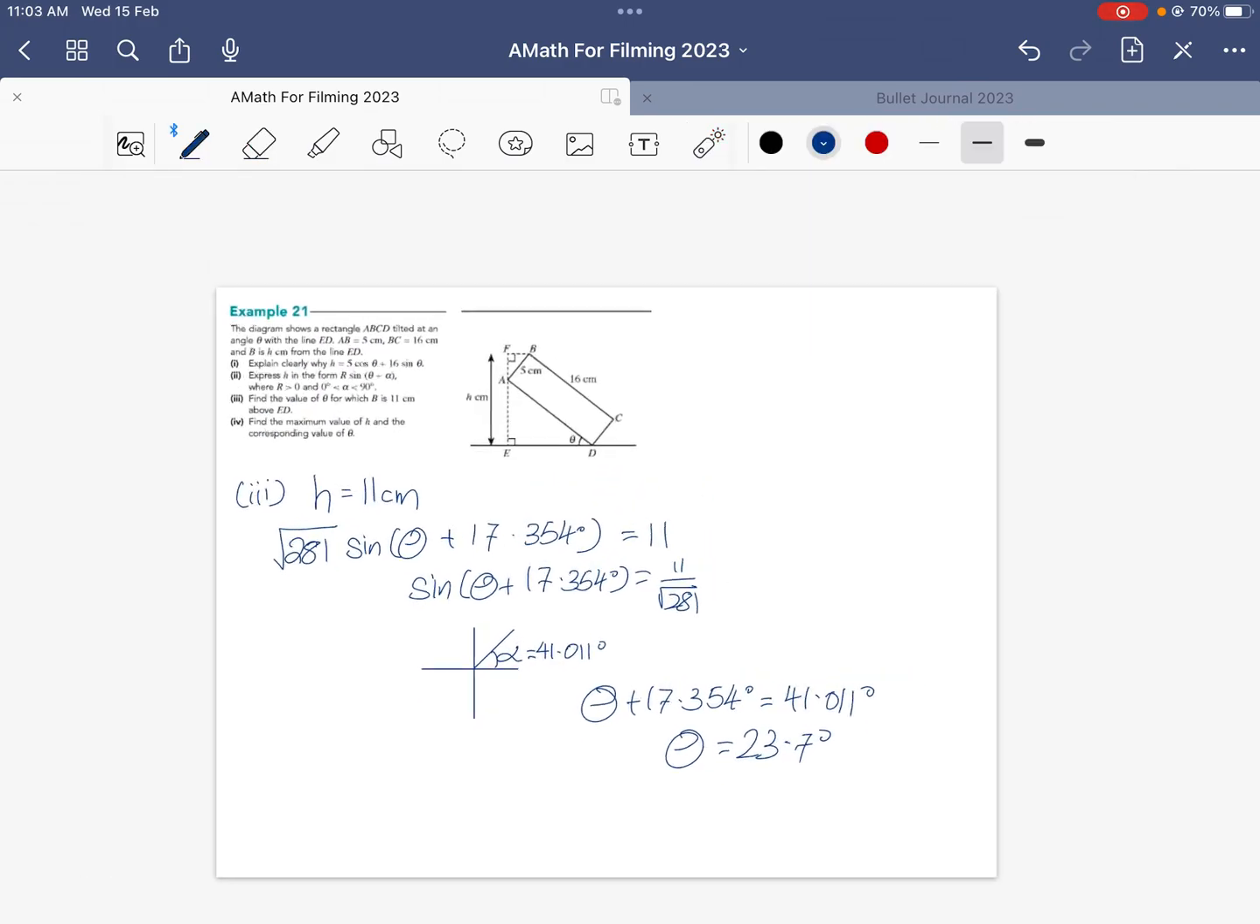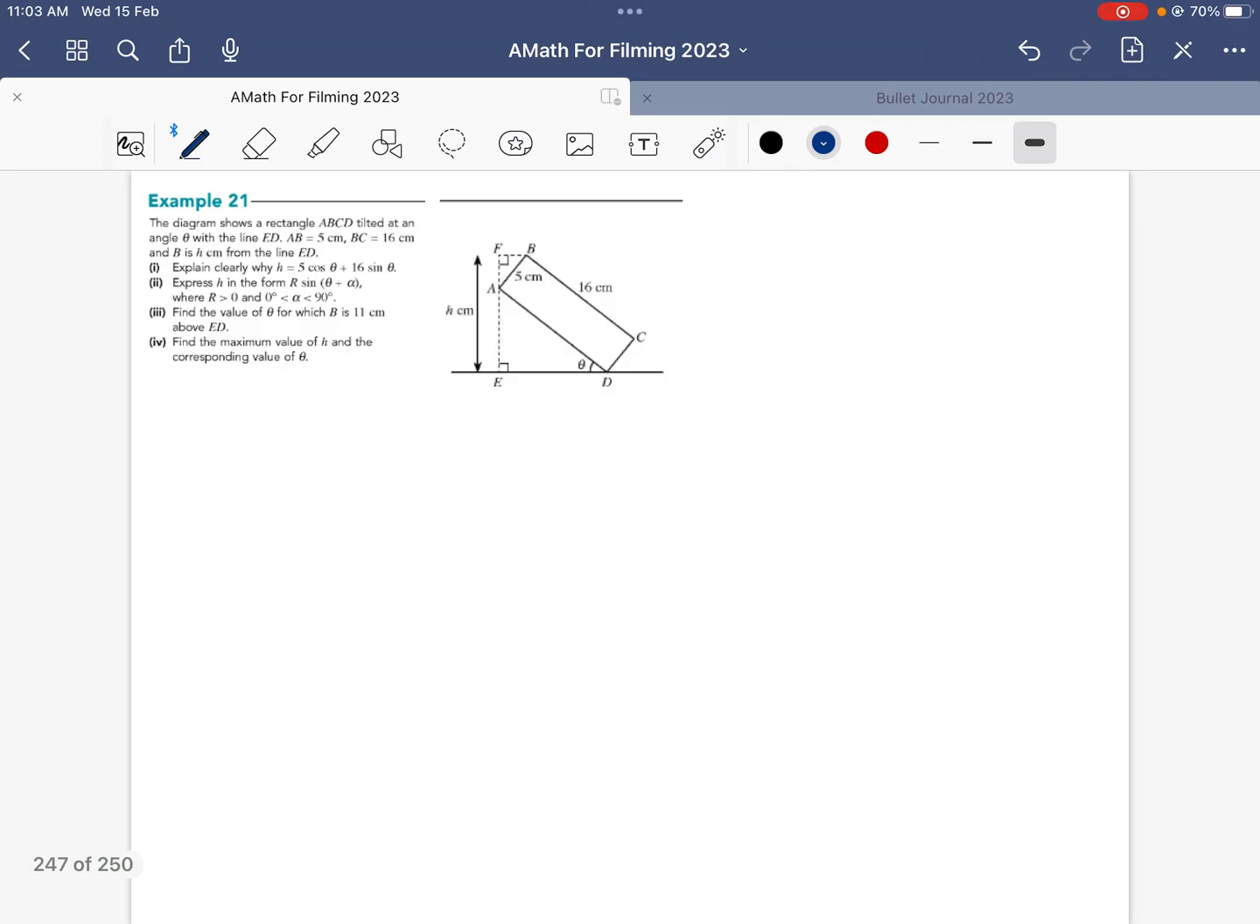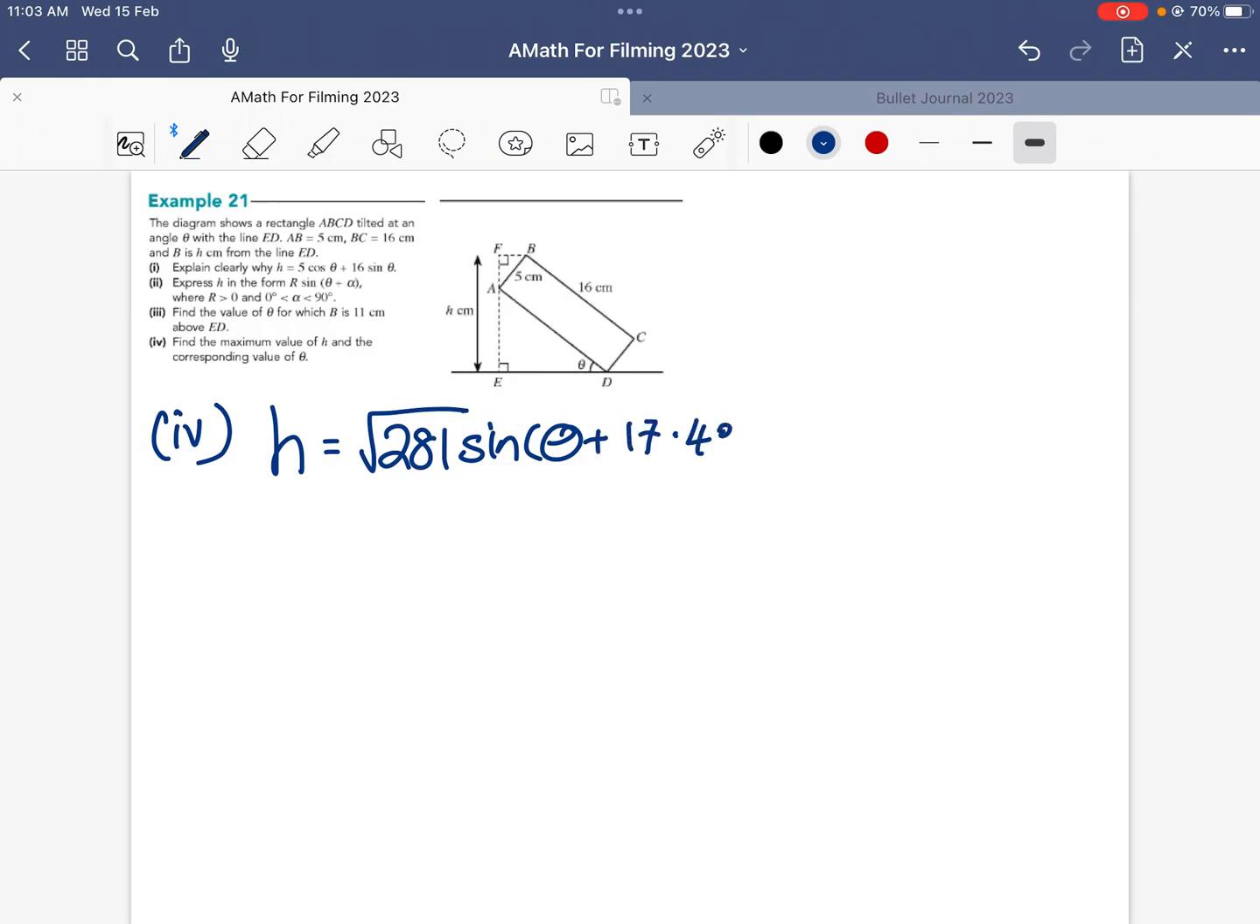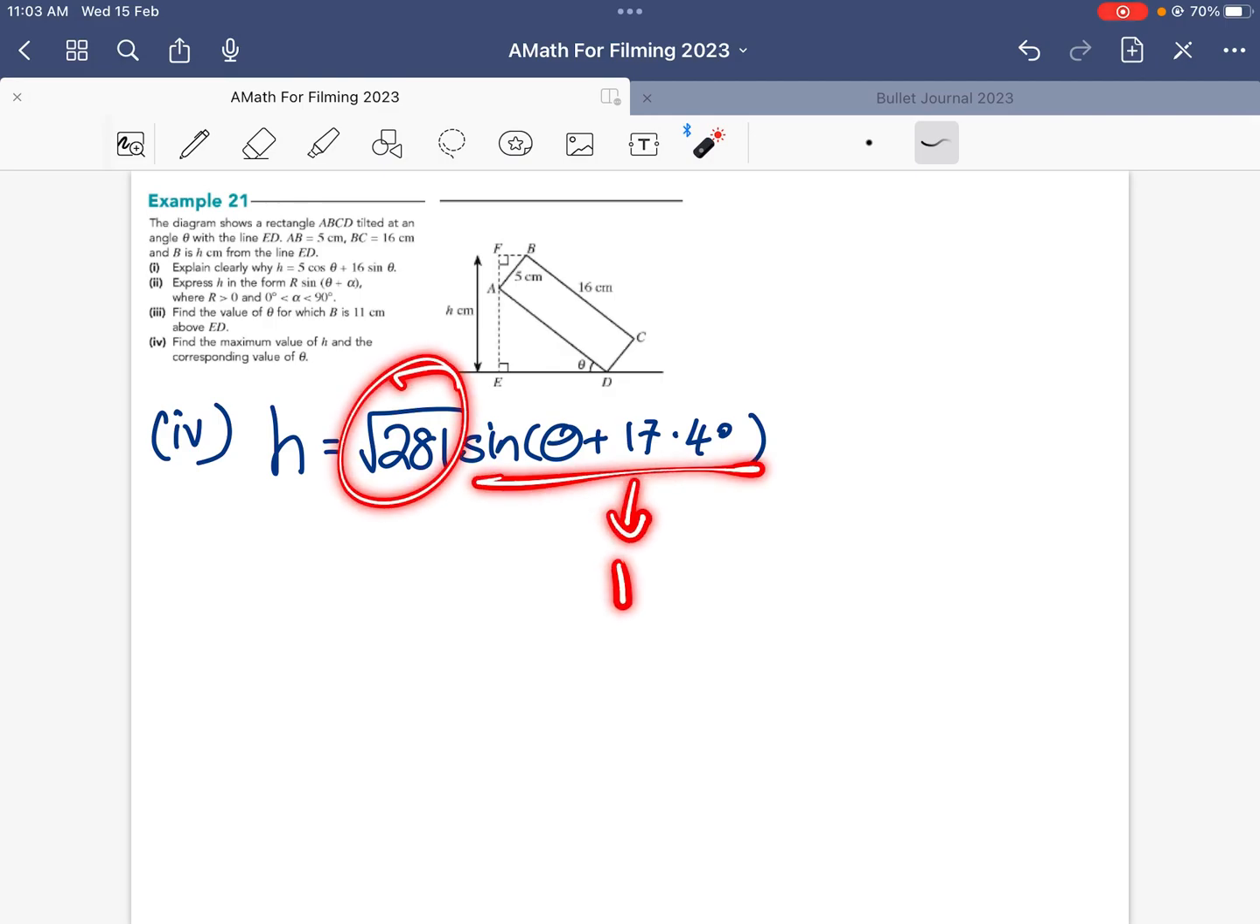Okay, I will now try to solve part 4. So for part 4, what happens here is this, the maximum value of h and the corresponding value of theta. So my h value is equals to square root of 281 sine theta plus 17.4 degrees. So basically, the maximum value occurs when square root 281 times 1. Okay, maximum value of sine function is 1, minimum is -1.